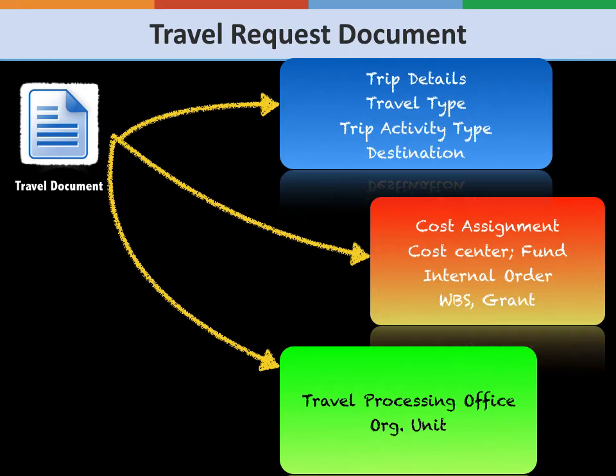Next is the travel request document. Let's understand that a travel request document has three major components. One is the trip component. The next is the cost component. Third is the travel processing office component.